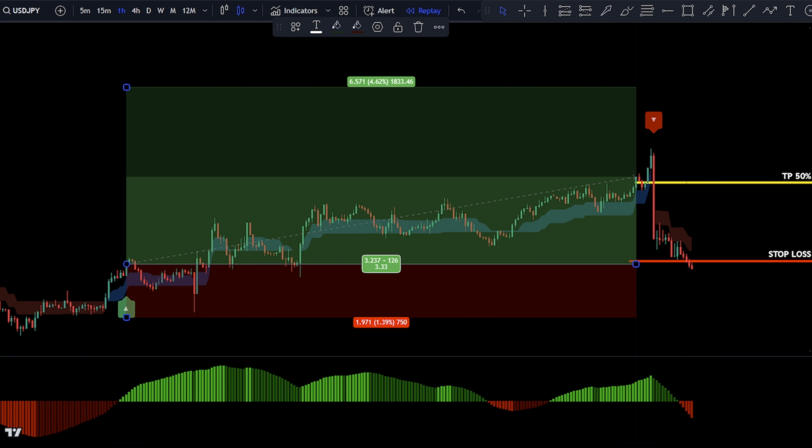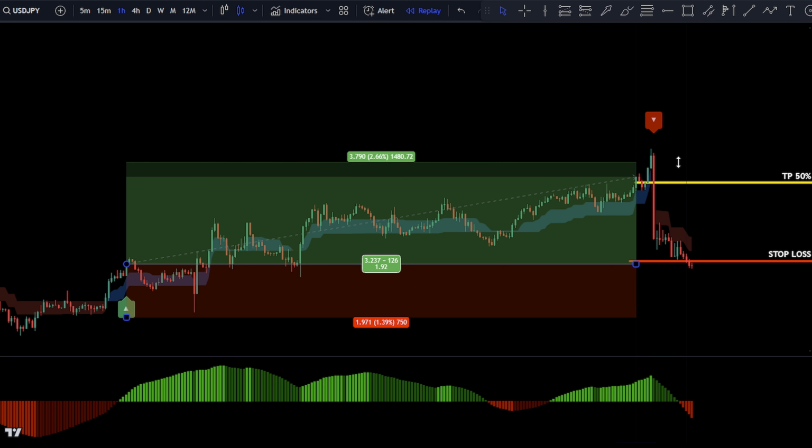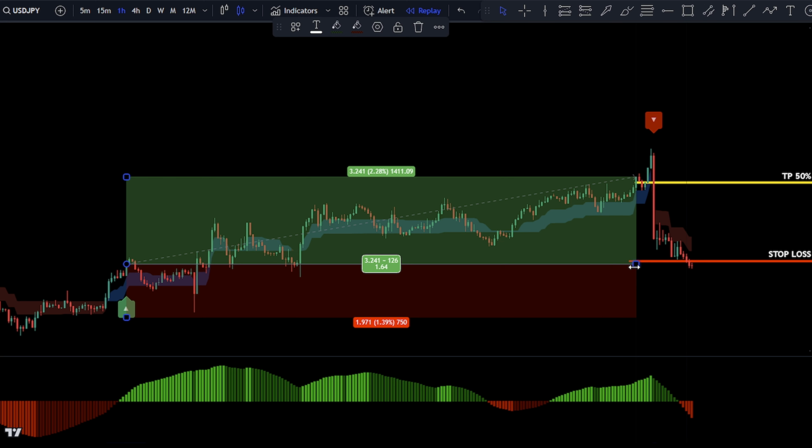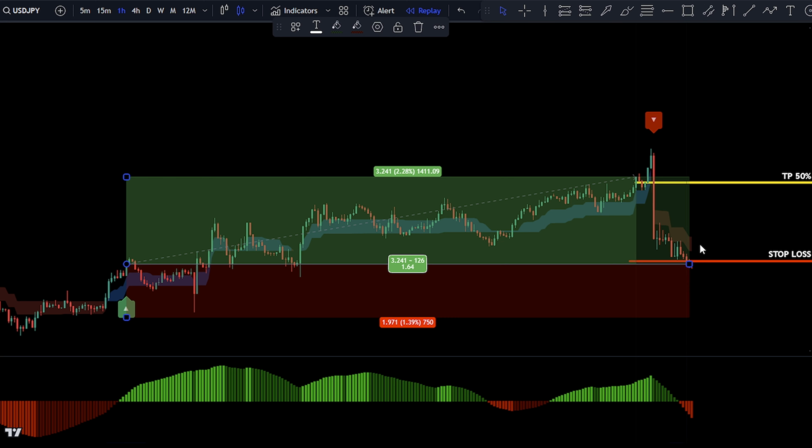Unfortunately, a few candles later, the price pulled back and hit the stop loss level at break even. This meant the remaining position was closed without further profit. While the second target wasn't achieved, we still locked in partial gains, keeping the trade profitable and low risk.